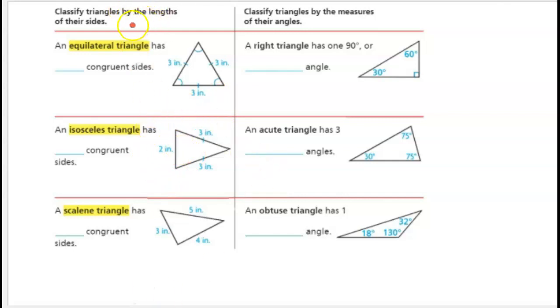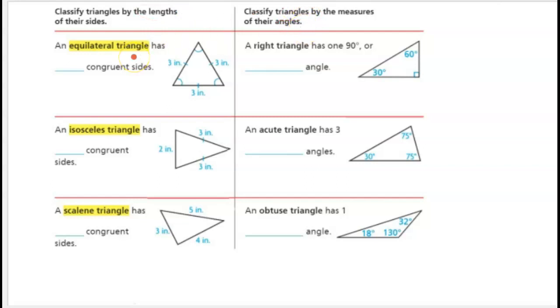Now, triangles can be classified two ways: by the length of their sides. So depending on how long their sides are, they have different names. And they are also classified by their angles. Okay, so you can look at a triangle two ways and you can give it two names. You give it one name for its sides and one name for its angles.